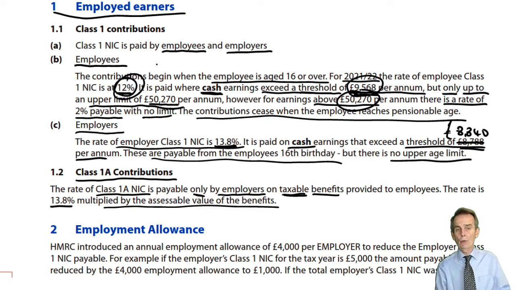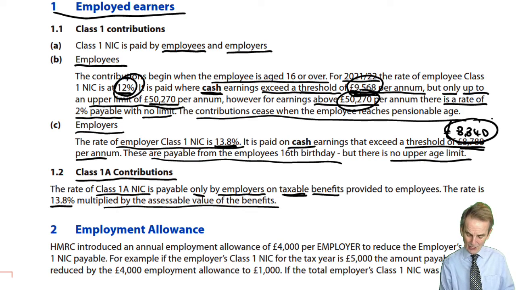So far as employers are concerned, there are two potential liabilities. Again, Class 1, the other main one here for employers, where we've got a different threshold in relation to when it becomes payable, and that now is £8,840 for the 21-22 tax year. A slightly higher rate, 13.8%, and again, payable in relation to those cash earnings. Class 1A is only payable by the employer, and on those taxable benefits.